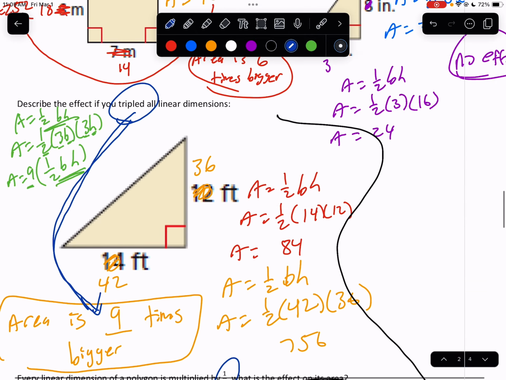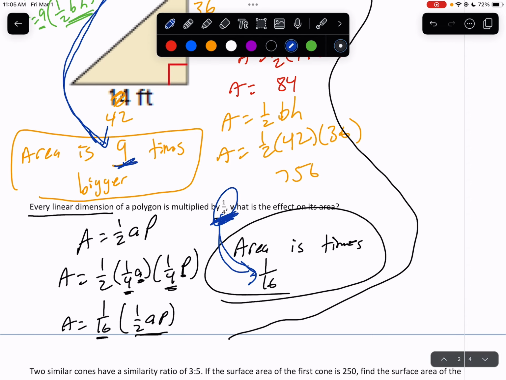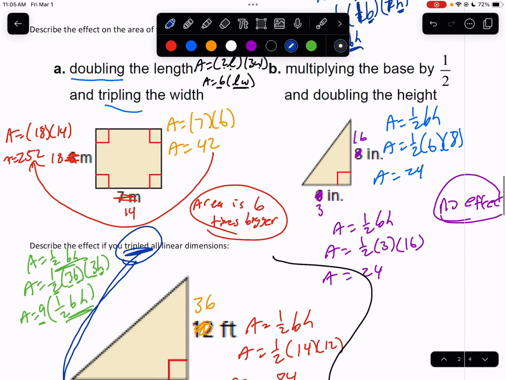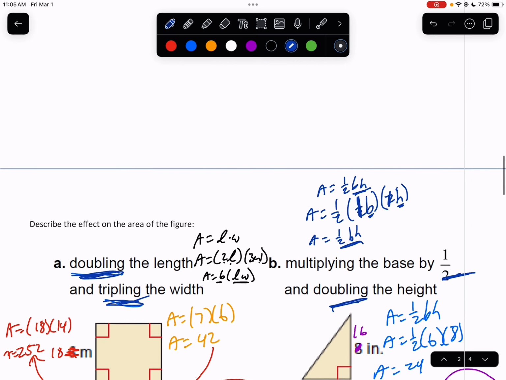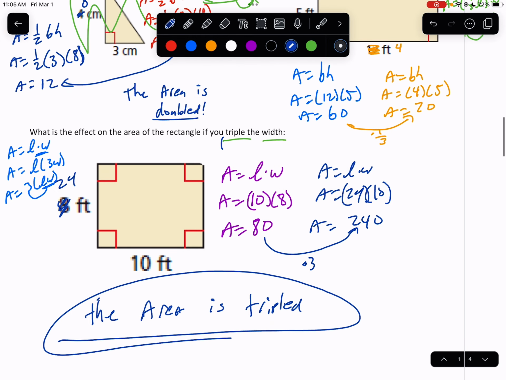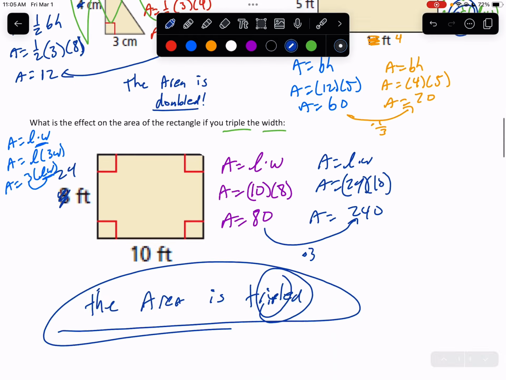3 squared. If you knew how to work this out, it would be times 3 times 3. That's how we got times 9. Times 1/4 times 1/4. That's how we got times 1/16. Up here where the numbers were different, times 2 times 3 was times 6. Times 1/2 times 2 is times 1. That's no change. Times 3 is times 3. Times 1/3 is times 1/3.